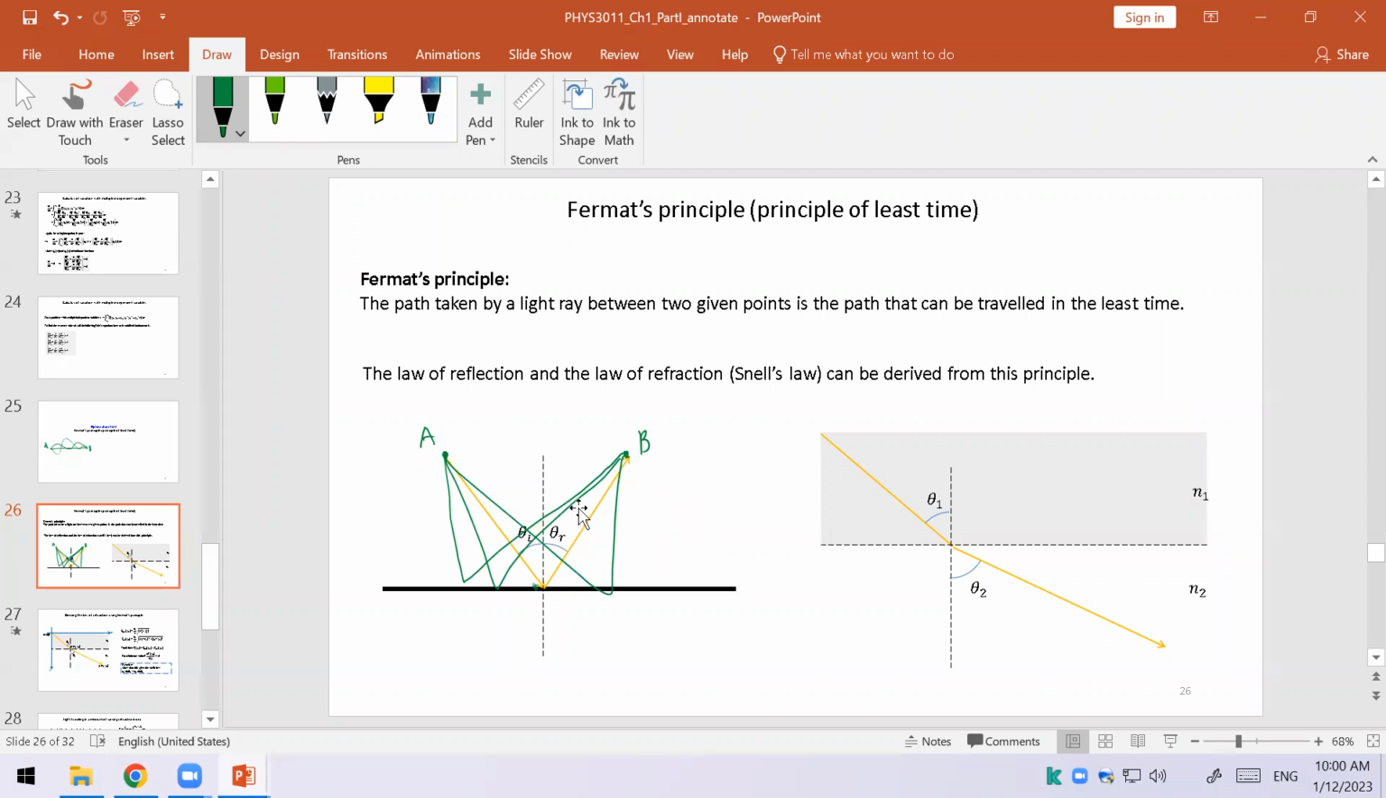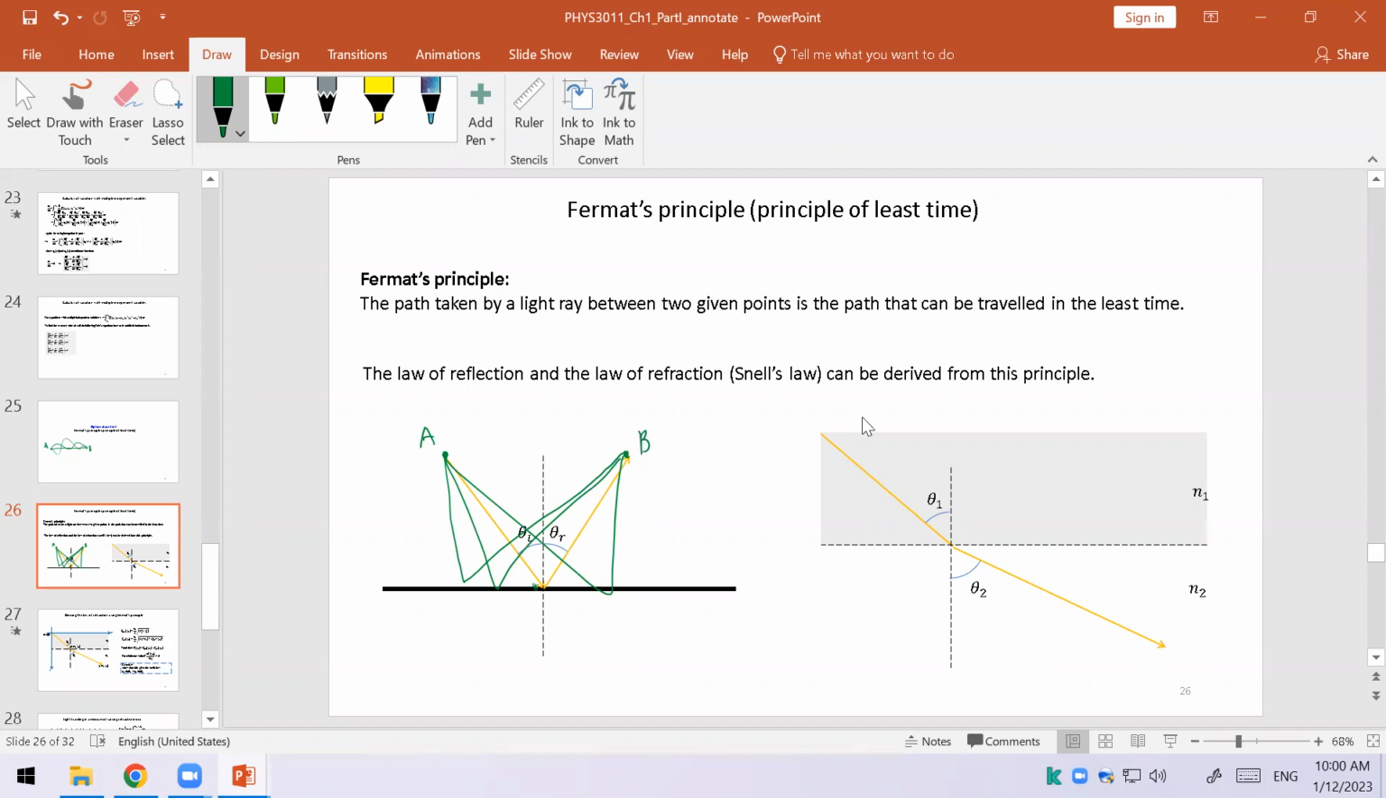And it turns out that, from this picture, you could see that different choices will lead to different total length, and that leads to different travel time. To have the least travel time, the angle of incidence has to be equal to the angle of reflection. It has to be this one in order to have the least time.